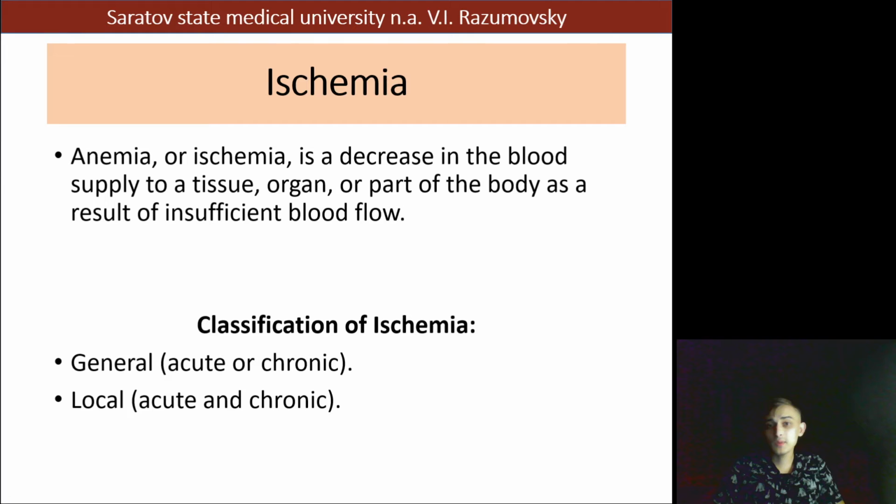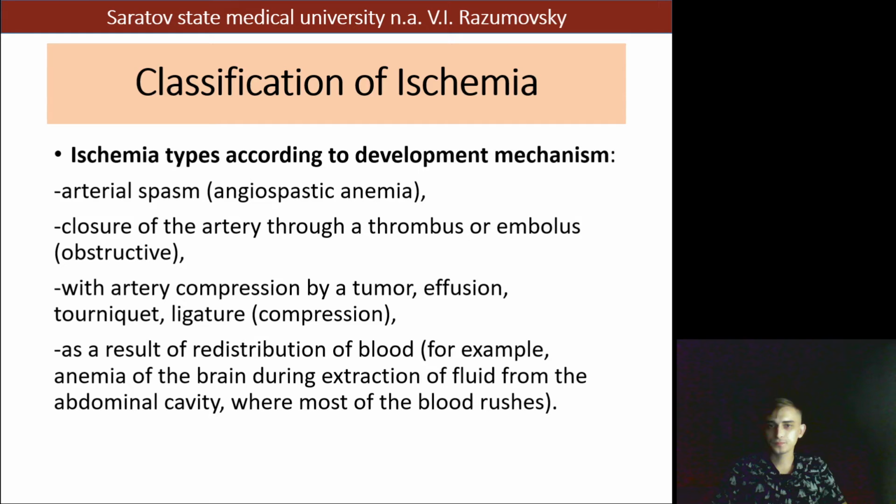Ischemia or anemia is a decrease in the blood supply to a tissue, organ or part of the body as a result of insufficiency of blood supply. Classification of ischemia. Ischemia may be general and local, and both of them may be acute and chronic. Classification of ischemia according to development mechanism.